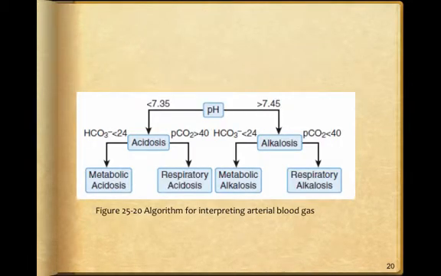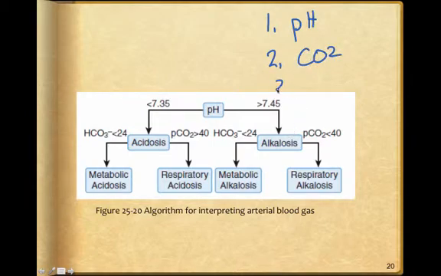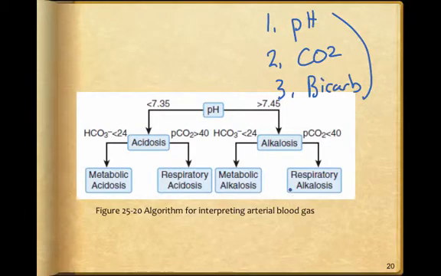Algorithm for interpreting arterial blood gases. You can take a look at this in the book's version, but I have most of my students do three things. First things first, what is the pH? Because then we can determine acidity or alkalinity. Second, does it have anything to do with CO2? And then third, what is their bicarb level? And from this, you can tell if it's respiratory acidosis, respiratory alkalosis, and so on.